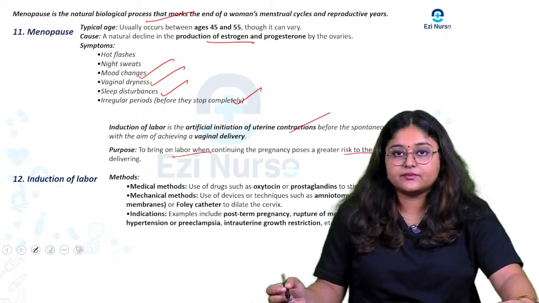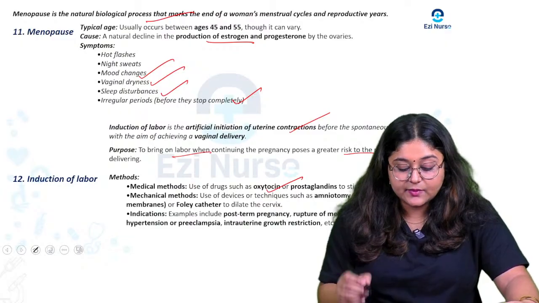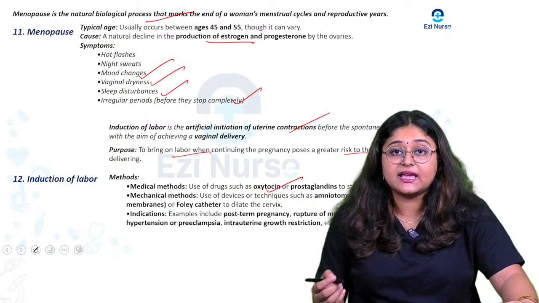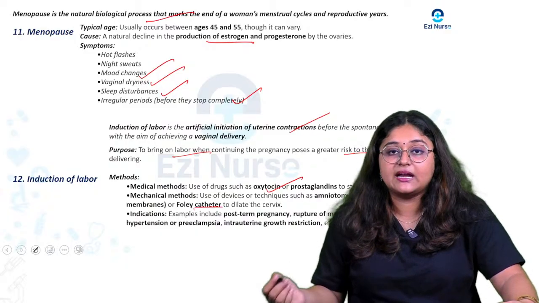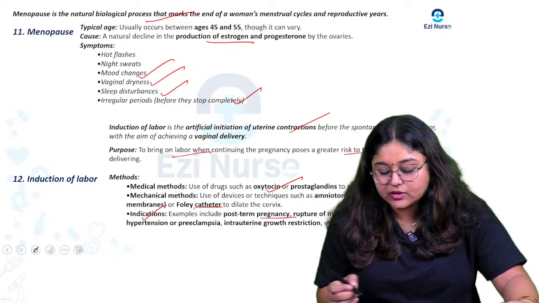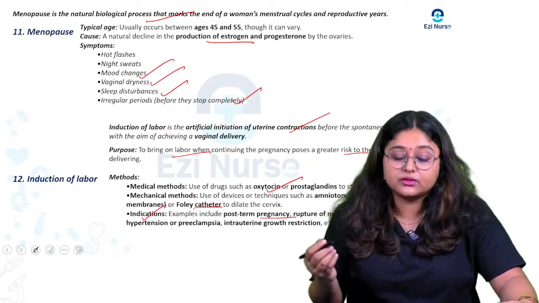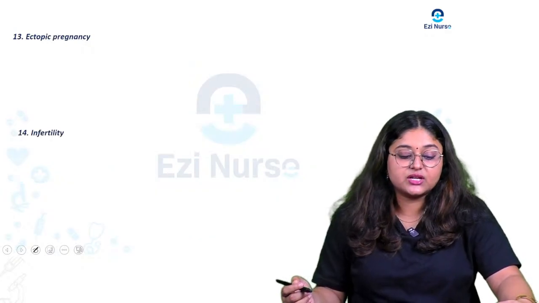So methods, there are several methods. Medical method uses oxytocin or prostaglandin. Next is the mechanical method. It uses devices like amniotomy, artificial rupture of membrane, or the Foley's catheter for dilating the cervix. Next is indication. For example, post-term pregnancy, rupture of membrane without labor, hypertension or preeclampsia, intrauterine growth restriction, etc.